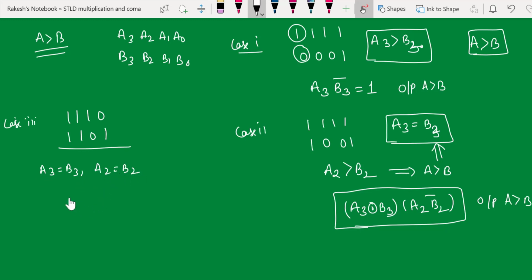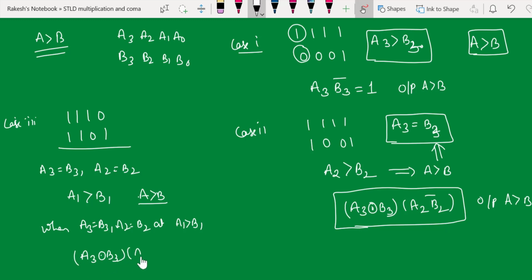So in this case I am supposed to compare A1 and B1. If I look at here, my A1 is greater than B1. I can again say A is greater than B only when A3 equals B3 and A2 equals B2. At the same time A1 should be greater than B1. That means I can write my output expression as A3 XNOR B3 multiplied with A2 XNOR B2 and A1 times B1 bar. This is my output expression or minterm expression.